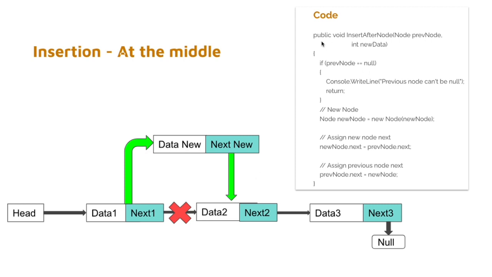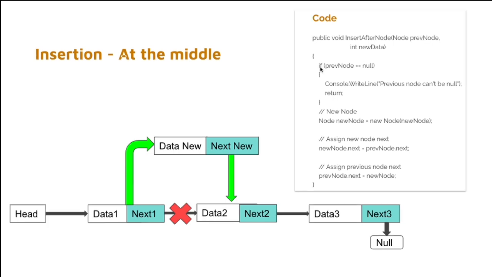Okay, so in code we have written a simple function like insertAfterNode. We have information about the previous node, and then we have new data, meaning we want to create a new node with the new data. First we have to check, because we are inserting in the middle, so the previous node should exist. If previous node equals null, then we can directly write "previous node cannot be null" and return, because we are inserting in the middle.